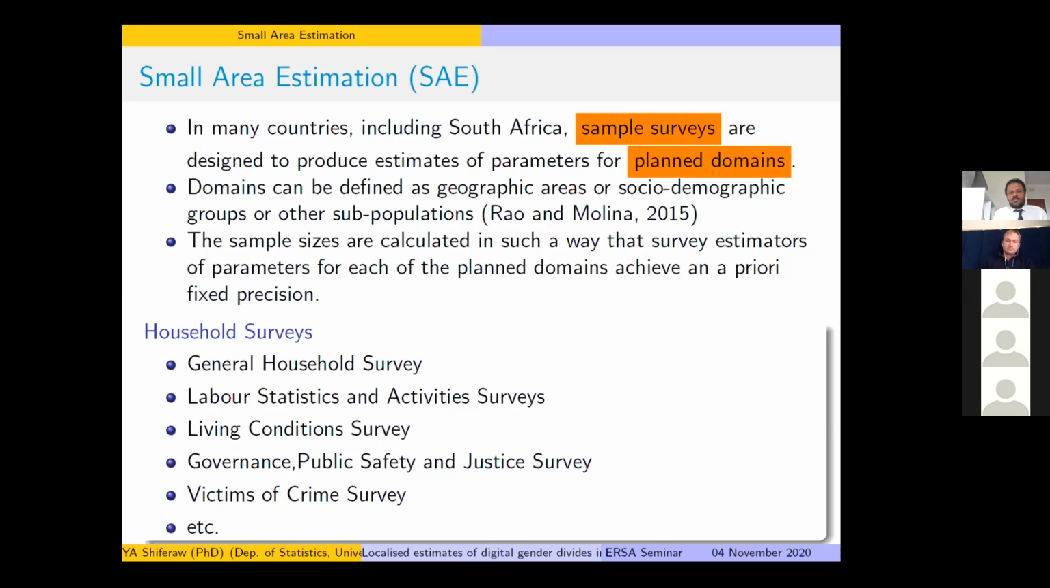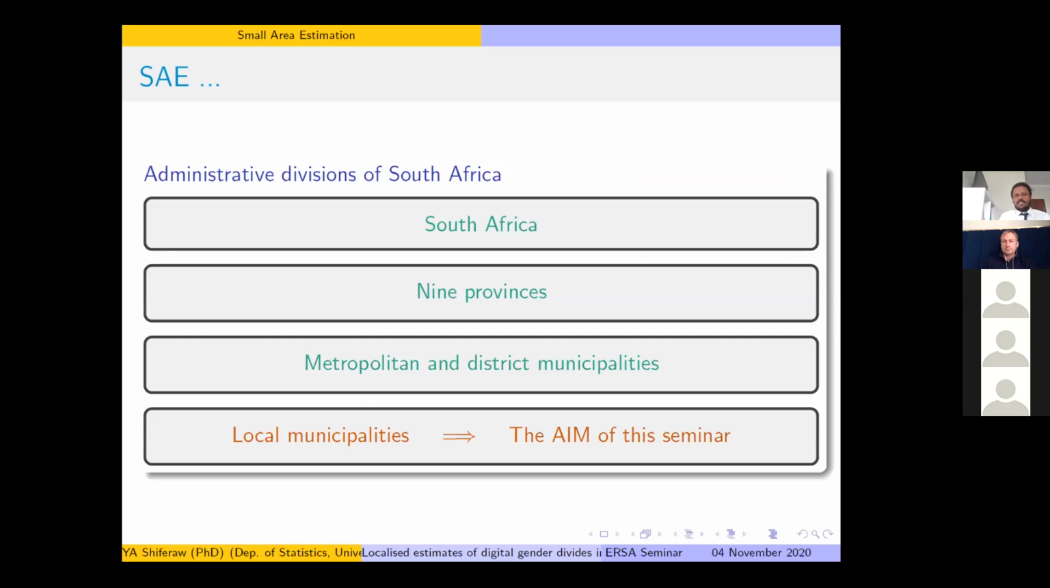Small area estimation techniques give us a platform to go down to the lower level, let's say at the district municipality level, or at the metropolitan or district municipalities or local municipalities. You can even go down to the ward level, which is the lowest administrative level in South Africa. So in this study, the aim is to provide estimates at the local municipality level, because all the surveys are planned to provide estimates at the South African level and the 9 provincial levels. They're not planned to provide estimates even at the metropolitan and district municipality level, or at the local municipality level. So you can combine data and get a more precise estimate at the lower geographical level.